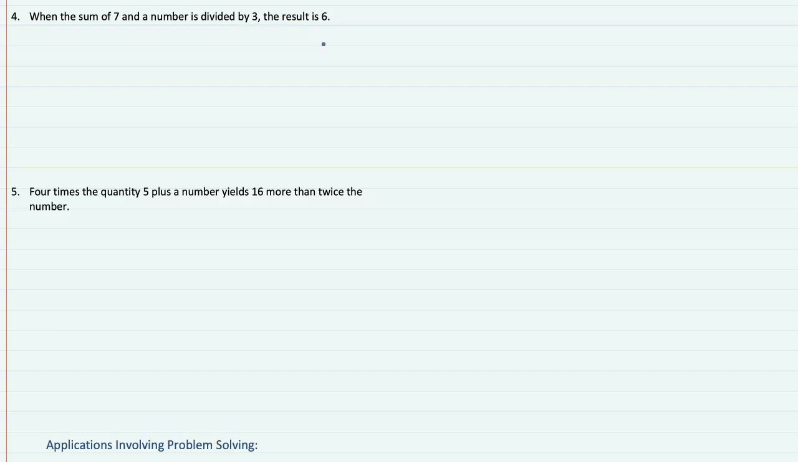So the next one, when the sum of 7 and a number is divided by 3, the result is 6. So why don't you pause it here and try this one.